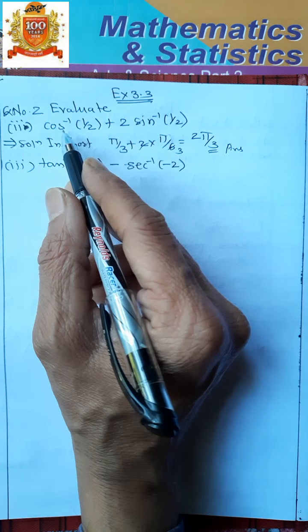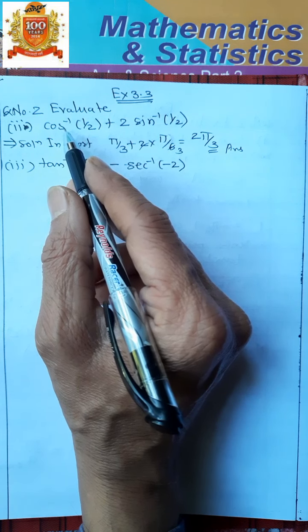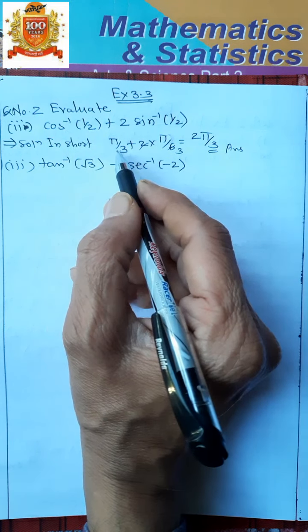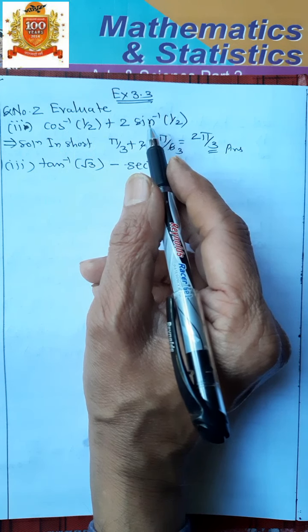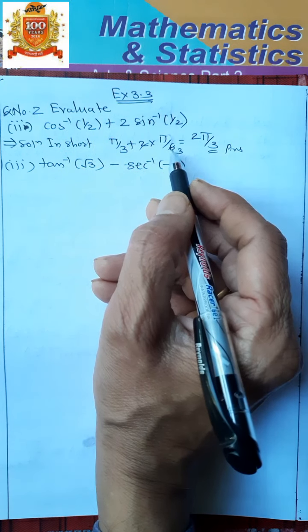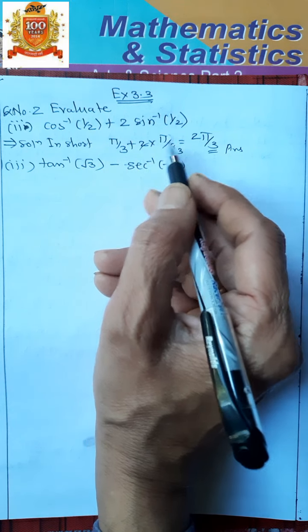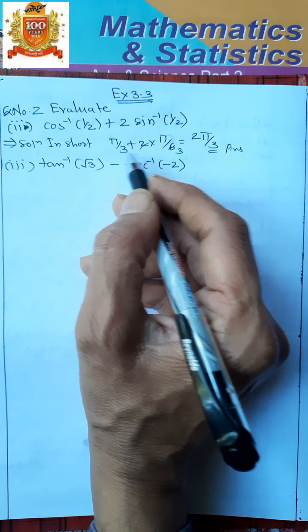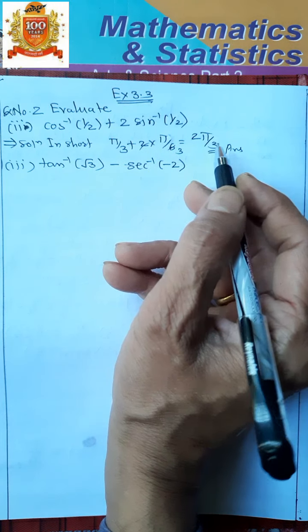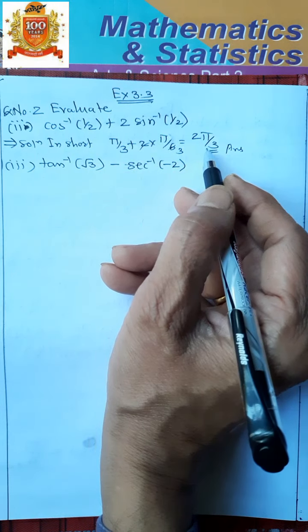We know the principal value of cos inverse 1 by 2 is pi by 3, and the principal value of sin inverse of 1 by 2 is pi by 6. Therefore, pi by 3 plus 2 into pi by 6. Two 1s are 2, 3s are 3. Pi by 3 plus pi by 3 is equal to 2 pi by 3. Therefore, the answer is 2 pi by 3.